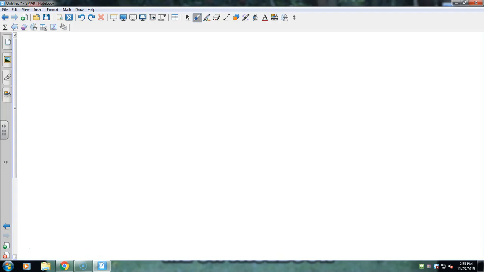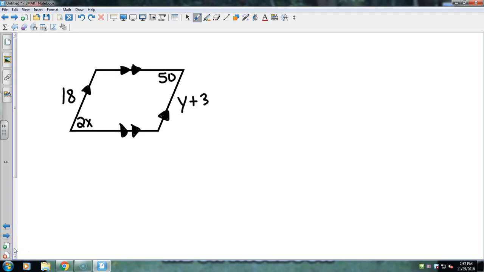It looks as though, I'm trying to pick some out of the lesson. Let's take a look at this one. So we're going to check out question number 2. Example number 2, under monitoring progress. Question number 2 on page 333. What we're going to try to find is we're going to try to find x and y.